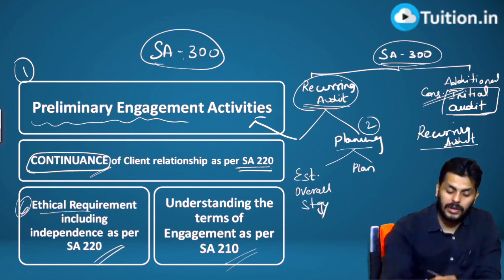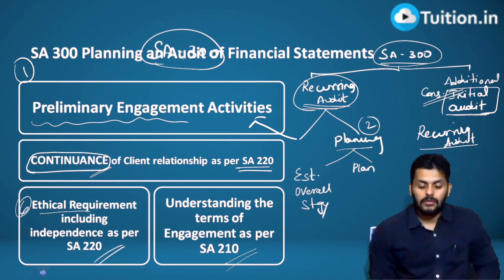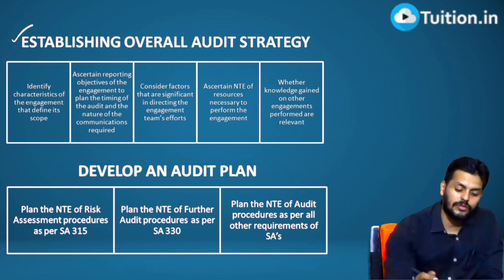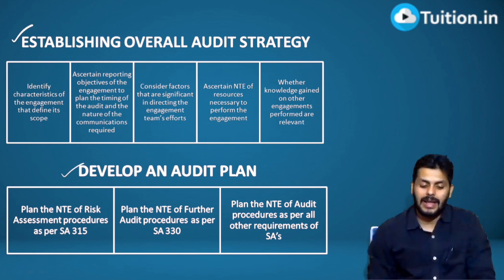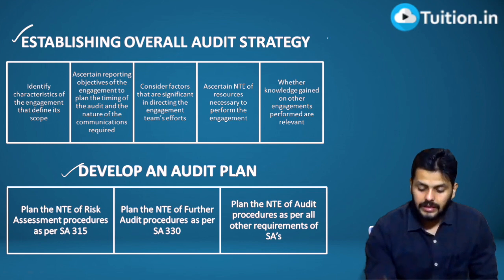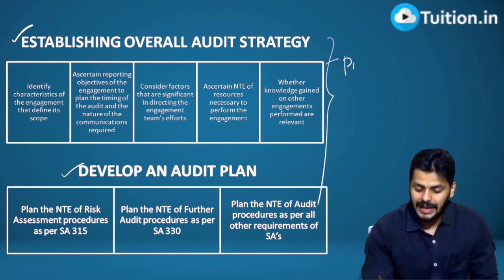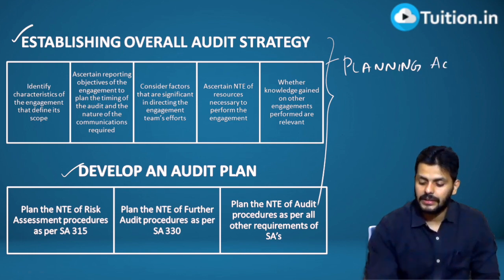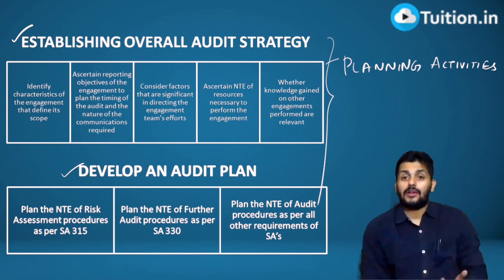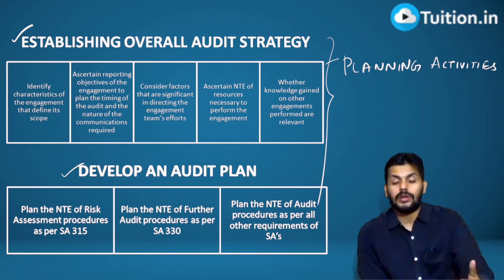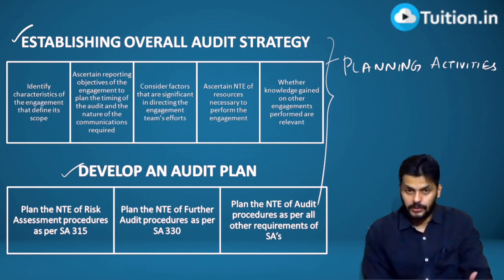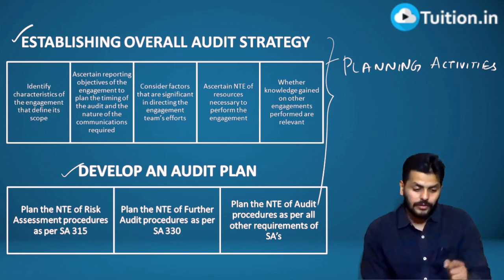So I hope you got part 1. Let's move on to part 2. In part 2 here we're going over two things: establishing an overall audit strategy and developing an audit plan. Now these two put together are called planning activities. I hope you have clarity on what you're supposed to do. Now guys, establishing the overall audit strategy alone has the potential to come in the exam as a separate question. So I want you to concentrate on this piece.